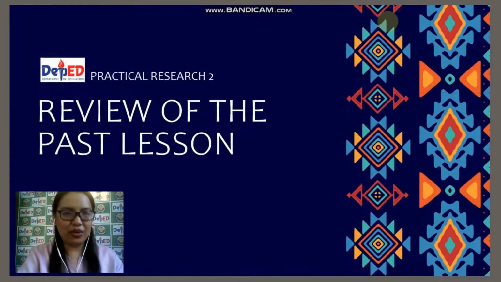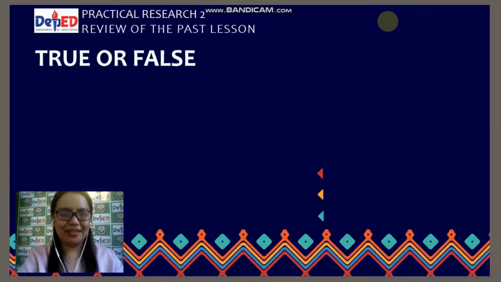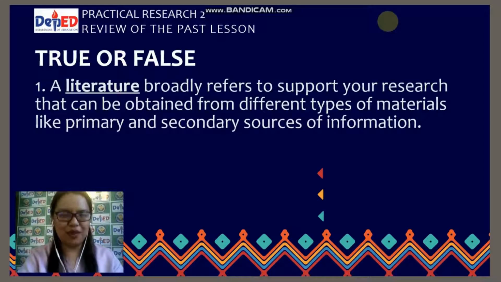So let's have a quick review of last week's video lesson on presenting the review of related literature and conceptual framework by answering this short activity. Determine whether the sentence is correct or not by saying true or false. Number 1. A literature broadly refers to support your research that can be obtained from different types of materials, like primary and secondary sources of information.